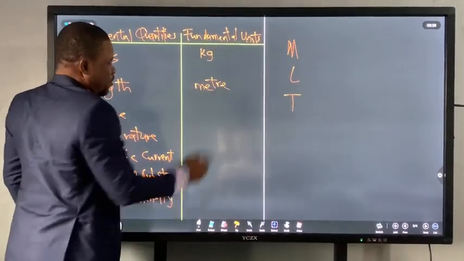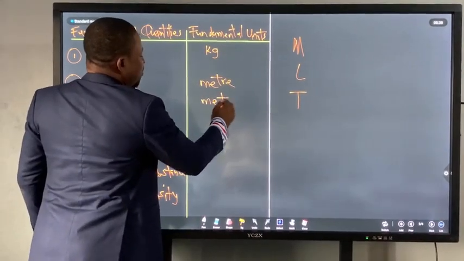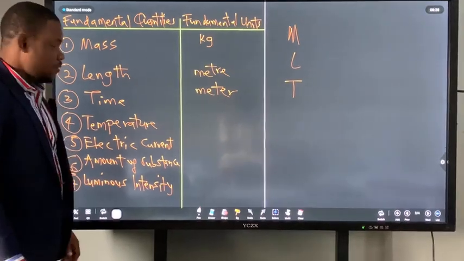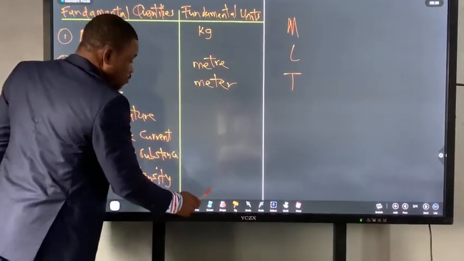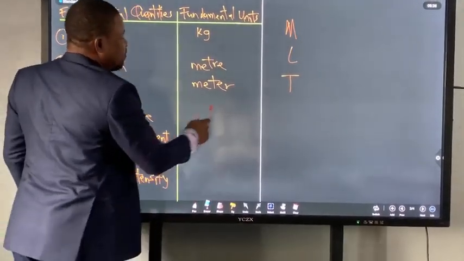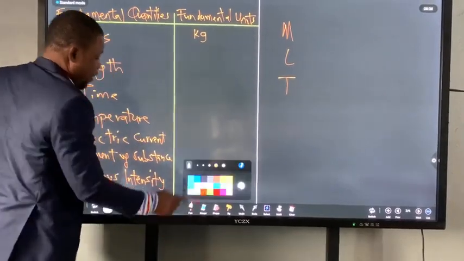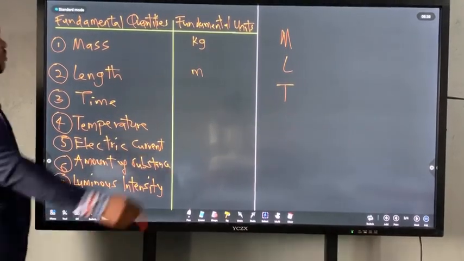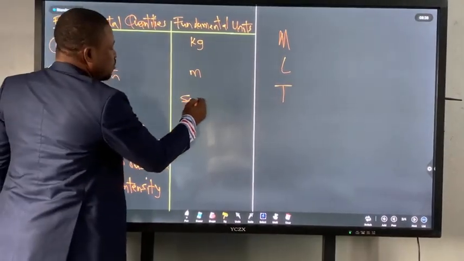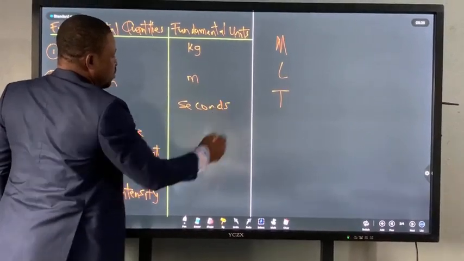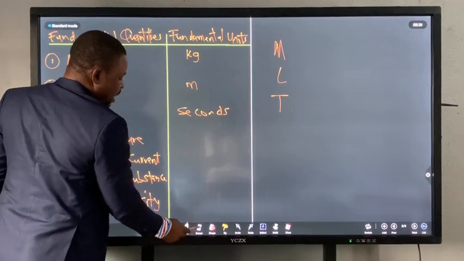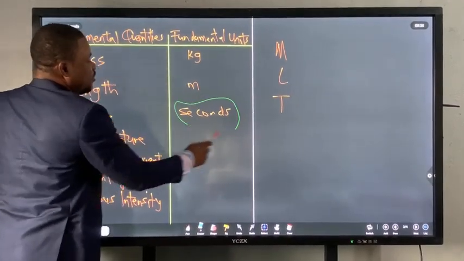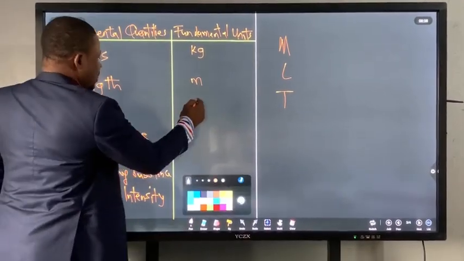The unit of length is meter. It's spelled, one is American, the other is what now? British English. Meter is the accepted unit for what now? For mass, for length, sorry. And that will be M. For time is seconds. And seconds will be what now? Will be S. Right? It's S for time.